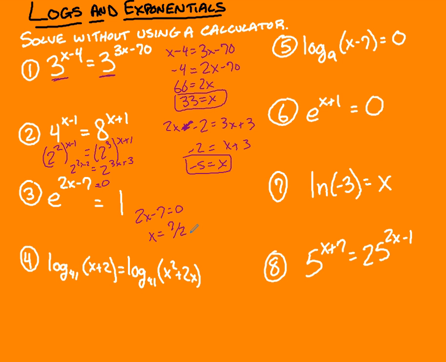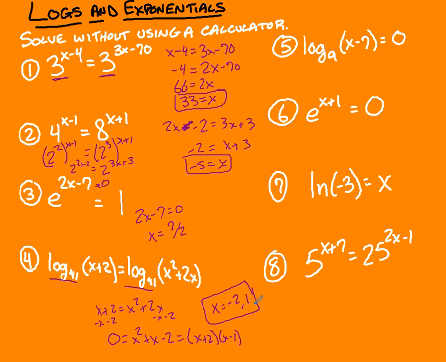Alright, logarithms work kind of the same way. Number 4 is exactly the same as number 1. I have 2 logarithms with the same base. If those logs are the same, that means the parts on the inside must also be the same. So I'm just going to set x plus 2 equal to x squared plus 2x. I have a quadratic. To solve a quadratic, I bring everything onto the same side of the equal sign. So I'll subtract an x and a 2 from both sides. That gives me 0 equals x squared plus x minus 2, which I can factor to be x plus 2 times x minus 1. So I set both of those equal to 0, giving me x equals negative 2 and positive 1 as my answers.